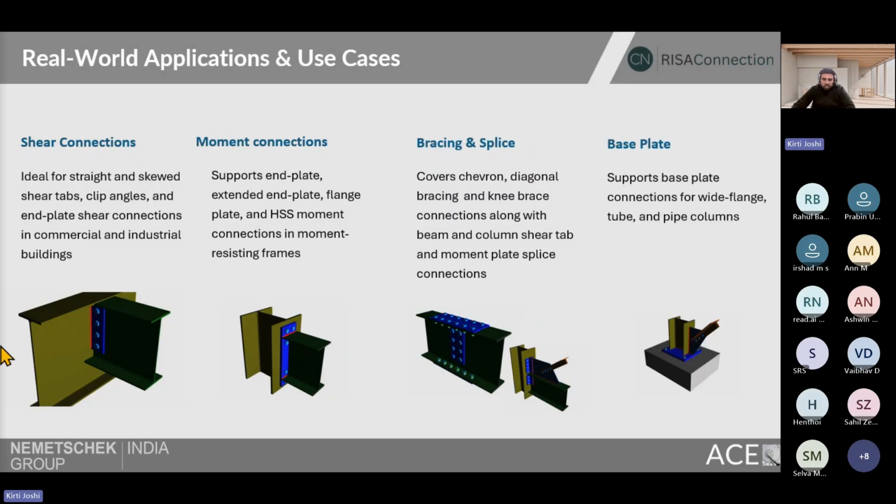And last, RISA Connection supports the single base plate, also the brace to column base plate connections using wide flange, tube, and pipe column sections. It also includes the anchorage design, which features the detailed design and analysis of the anchor bolts.